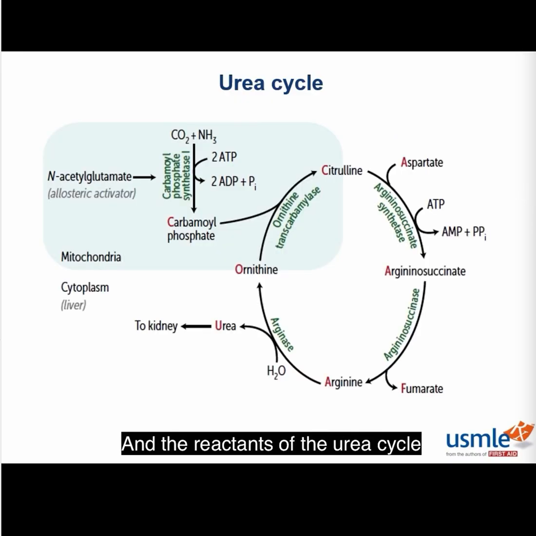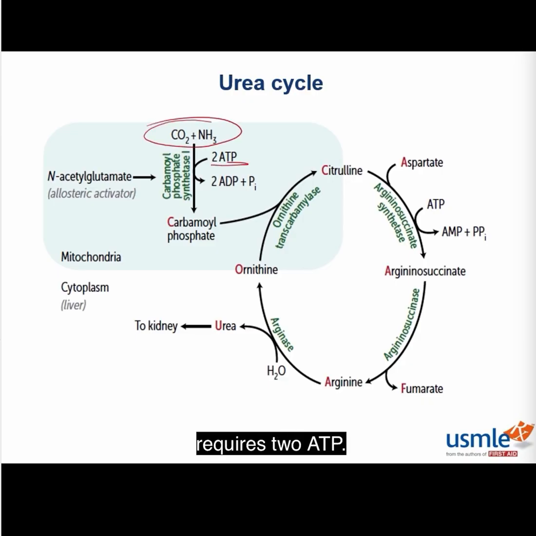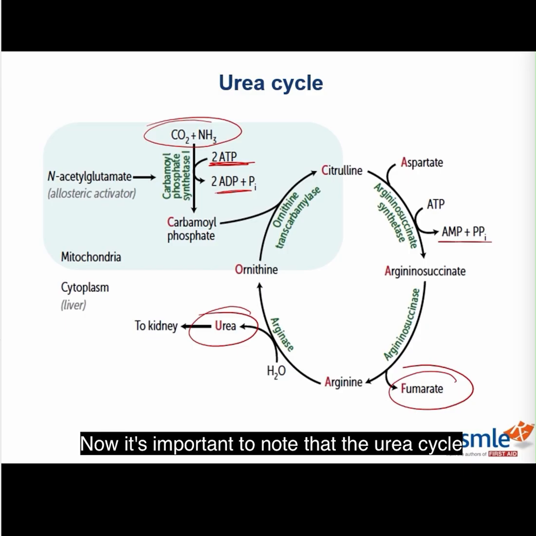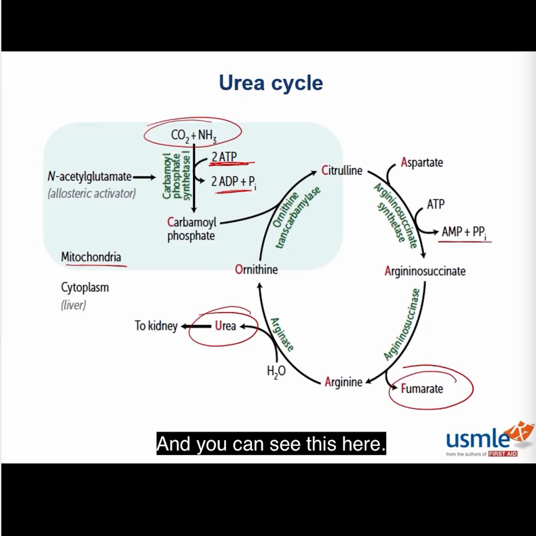And the reactants of the urea cycle are ammonia and CO2. And this initial process requires 2 ATP. And the products of this cycle here are ADP, AMP, fumarate, as well as urea. Now, it's important to note that the urea cycle takes place in both the mitochondria as well as the cytoplasm. And you can see this here.